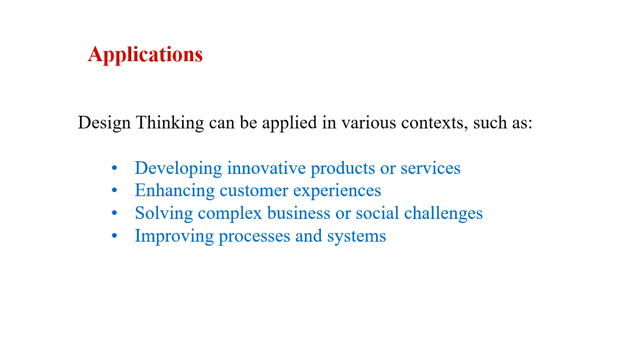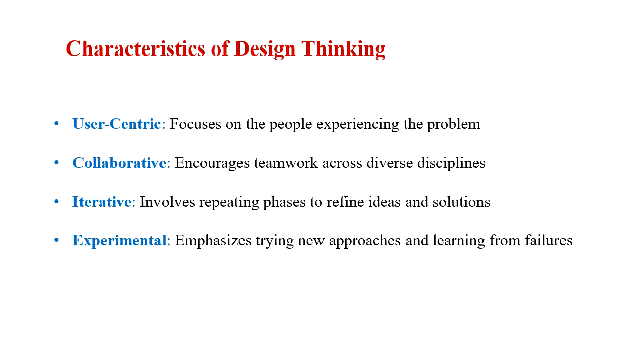The next one is solving complex business and social challenges. Design thinking provides a better tool to break down and understand complex problems, making it useful for tackling issues like poverty, healthcare, education, or organizational inefficiencies. The last one is to improve processes and systems. This helps in streamlining workflows, removing bottlenecks, and creating more efficient systems in both business and public services.